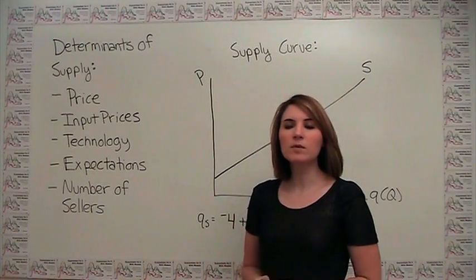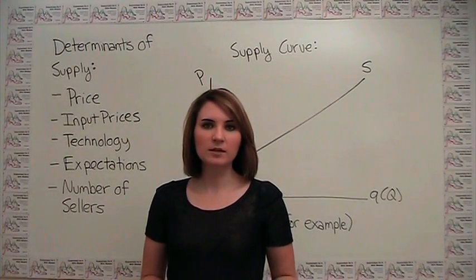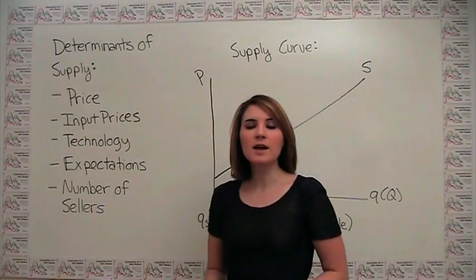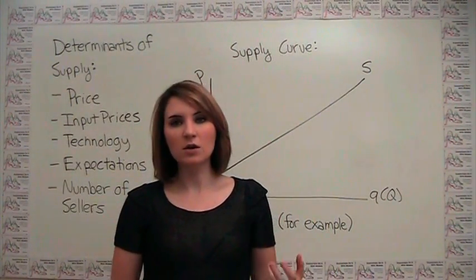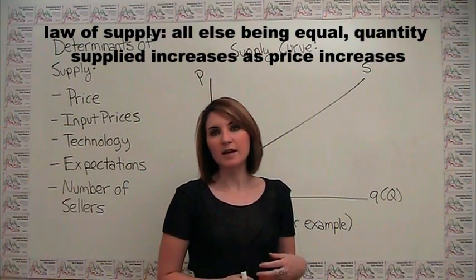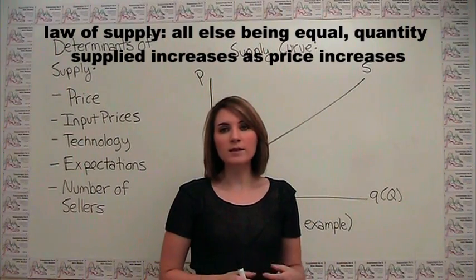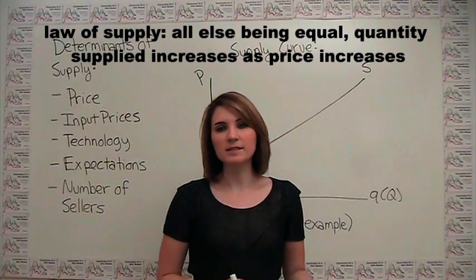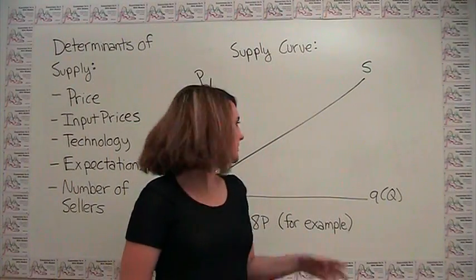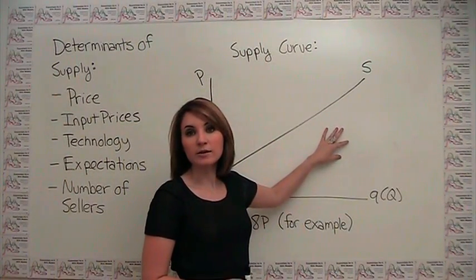The first and probably most fundamental determinant of supply is price. Just like we had with the law of demand, we have something called the law of supply. The law of supply states that, all else being equal, the quantity supplied of an item increases as the price of that item increases. Let's think about what that looks like on our supply curve.